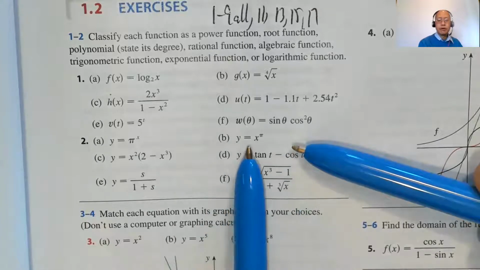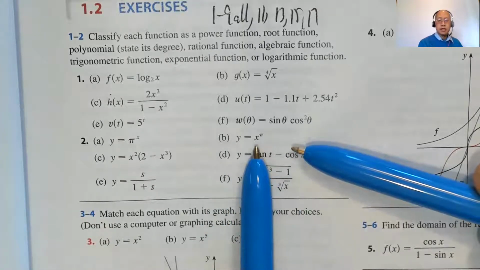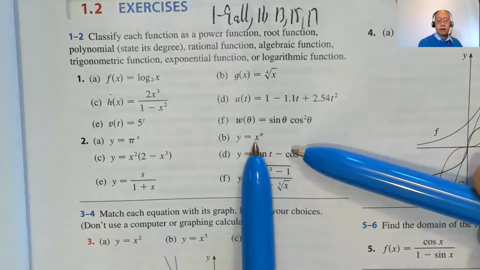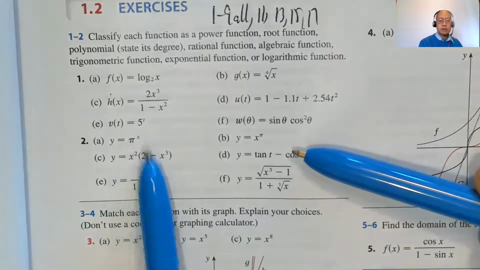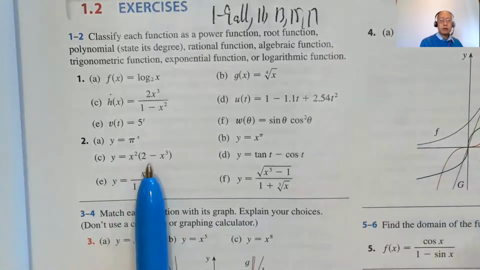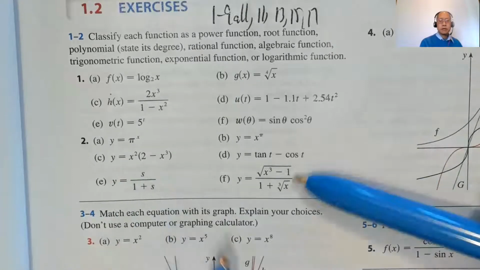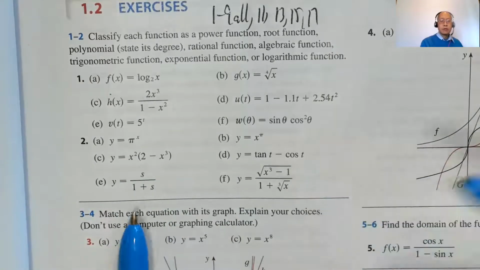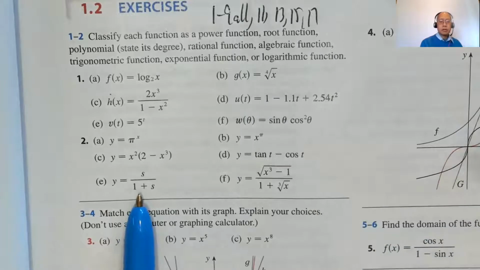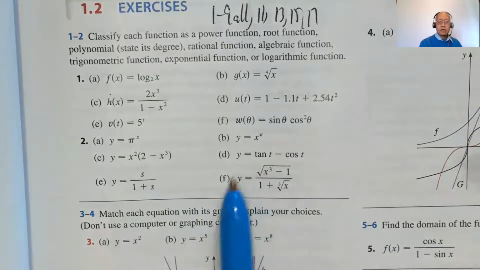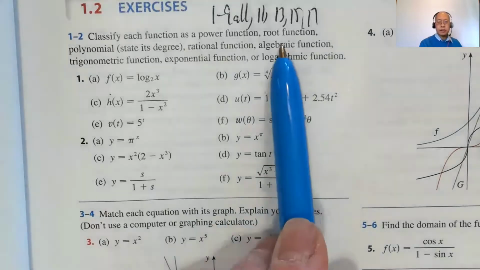Okay, so if you have a variable to a constant, I think of like x cubed. It's a power function. Pi to the x is exponential. Okay, that looks like a polynomial. That looks like trig. This is a rational expression. Okay, rational functions, it's a polynomial divided by polynomial. This is just a big mixture, so let's just call that algebraic.